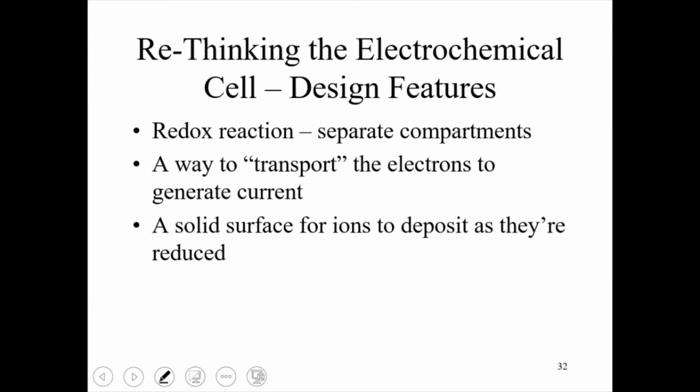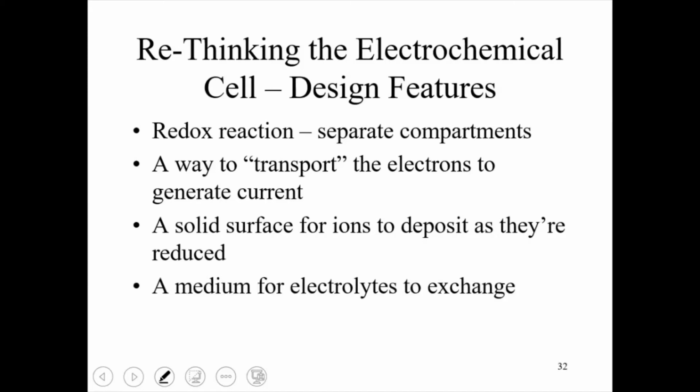Now remember, that very important thing was we needed a solid surface for the ions to deposit as they are reduced. For example, in the cathode, where the ions in the electrolyte solution are getting reduced to the metal, we need a surface where they can deposit, so that instead of having a random, totally unorganized group of atoms, we actually are carefully layering them onto a piece of metal. And of course, we need a medium for the electrolytes to exchange. In the galvanic cells that we showed you, we had a salt bridge, but like I said, that's very unwieldy as a form of portable energy.